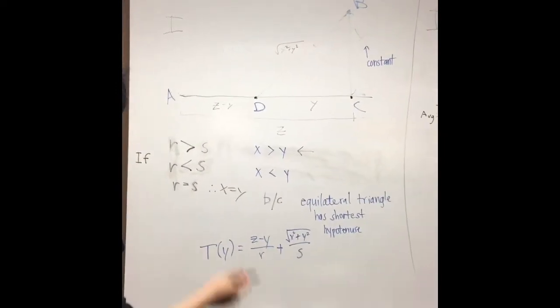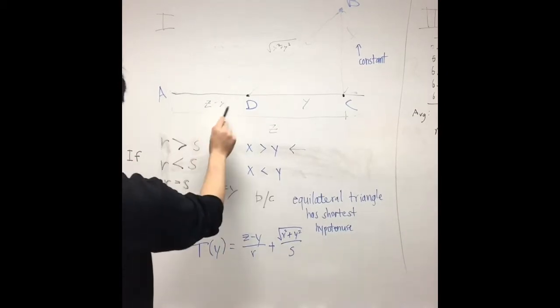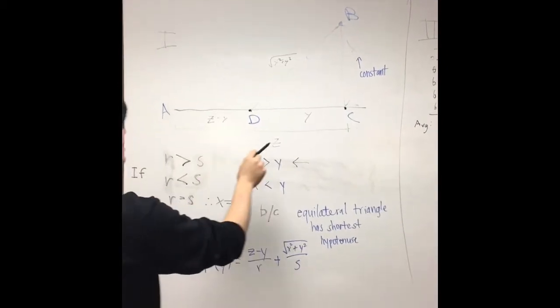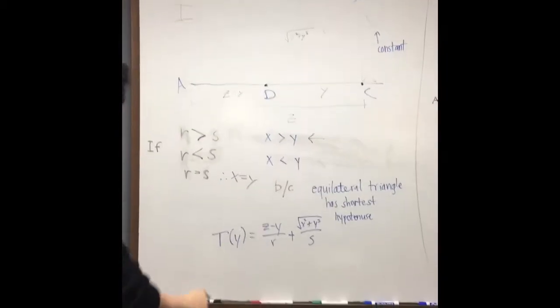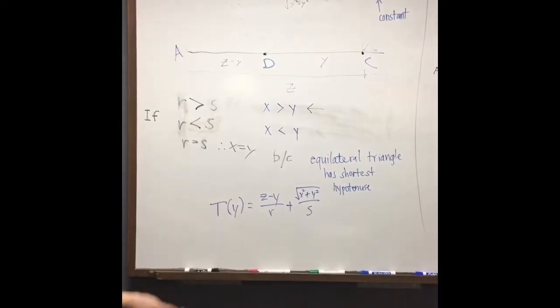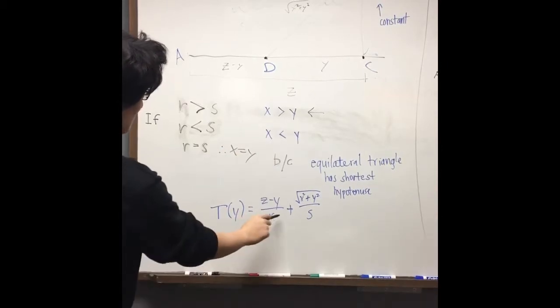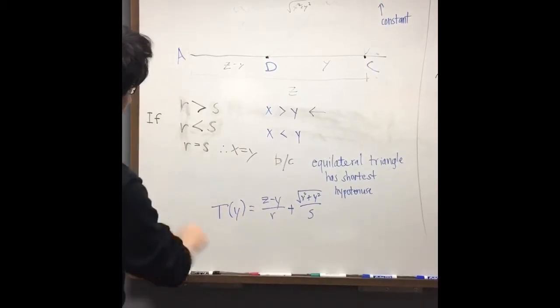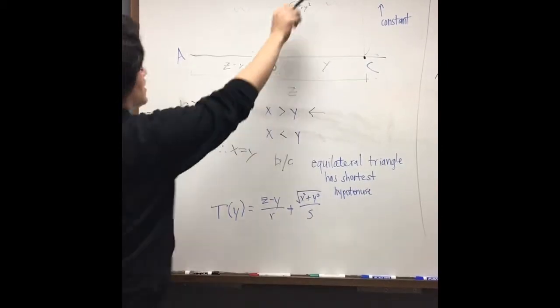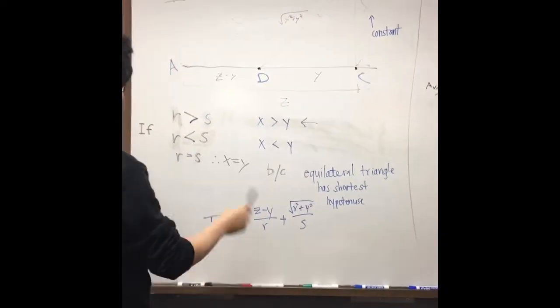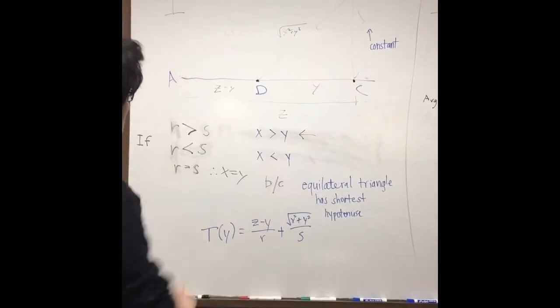So by coming up with the distance that it is running and the distance that it is swimming, we come up with the equation where t of y is the time, z minus y is my distance running, and r is the rate that I run, plus how much I'm swimming divided by my rate of swimming.